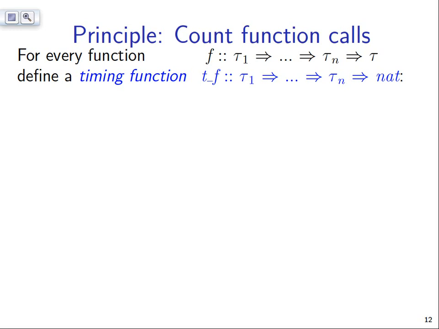So for every function f of a certain type, we define a timing function called t_f that takes the same argument types, but doesn't produce something of type tau, but produces something of type nat, namely the number of function calls that were made when evaluating the function t_f on those arguments. And the translation from f to t_f is purely mechanical. There's no intuition involved at all.